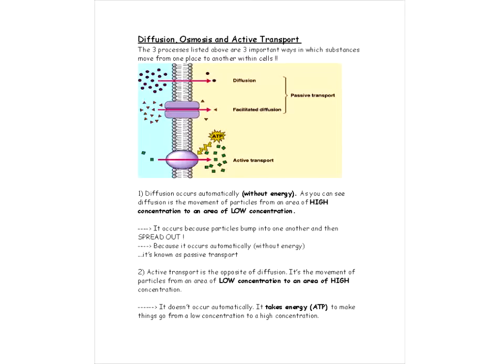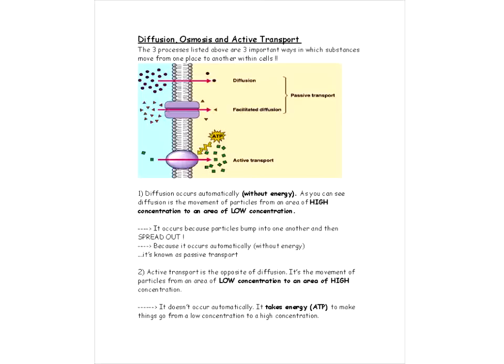All right, so moving along, we're going to look at diffusion, osmosis, and active transport. So those 3 processes right there are 3 important ways in which substances move from one place to another within the cell. So let's focus on this diagram and look at the difference between diffusion and active transport.